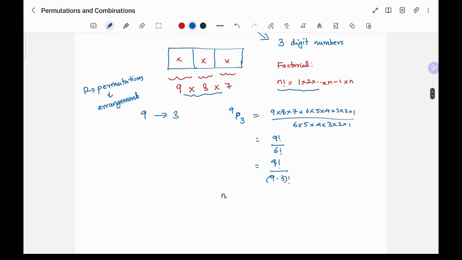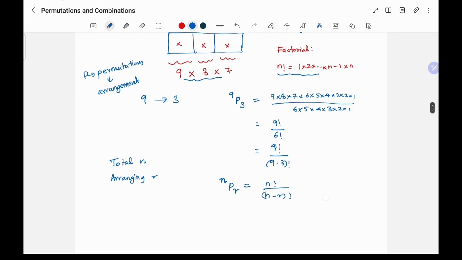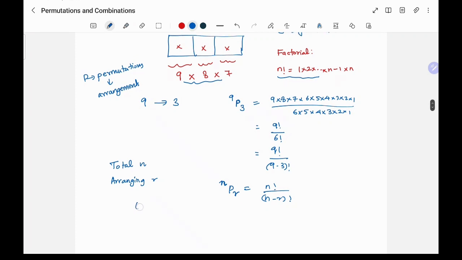So this is the formula for arranging r objects or numbers picked from n. So if you have a total of n and you're arranging r out of them, then the total number of ways is given by nPr, which is n factorial by n minus r factorial. So this is the formula for permutation. Here what matters? Order matters in arrangement.